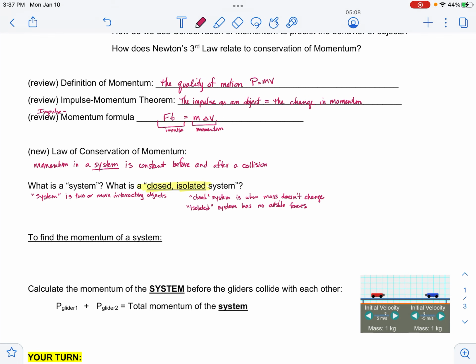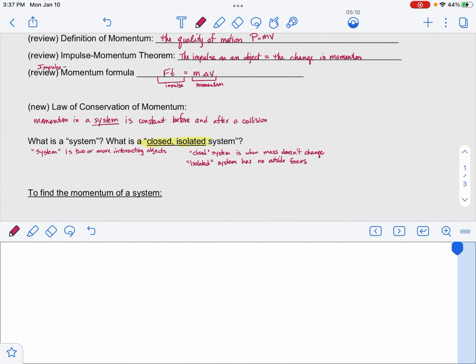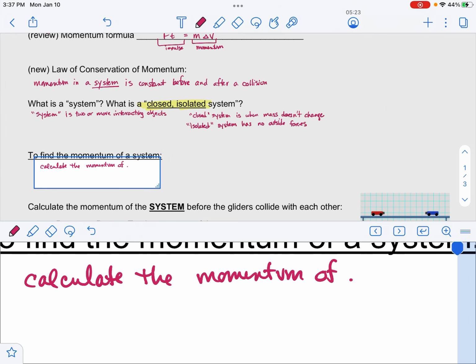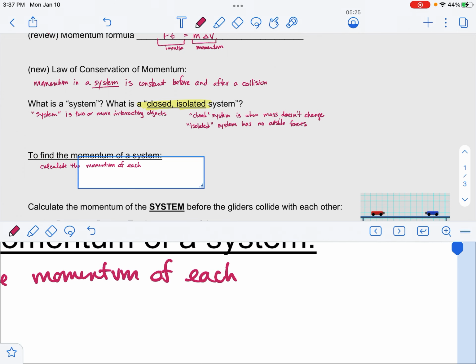All right, how would I do this? How would I find the momentum of a system? So to find the momentum of the system, we calculate the momentum of each object and add them.